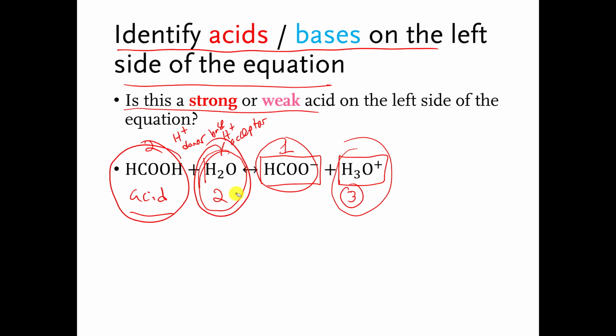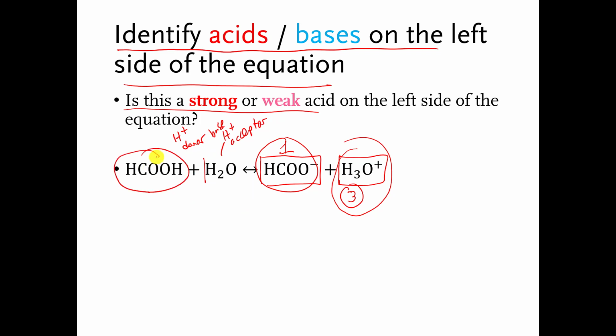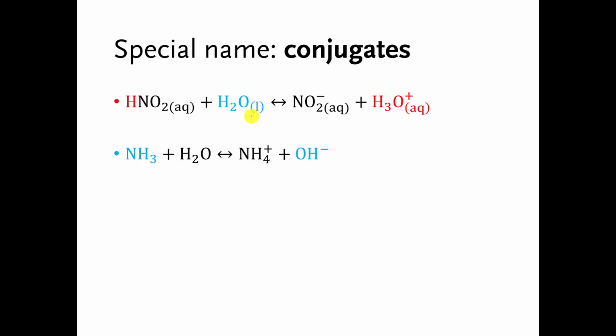And this particular acid is a weak acid. There is a term that I want you to know, because it's going to come up when we talk about the mathematical definition or the mathematical way of figuring out whether acids and bases are strong or weak. The term is conjugates. Here is the reaction.